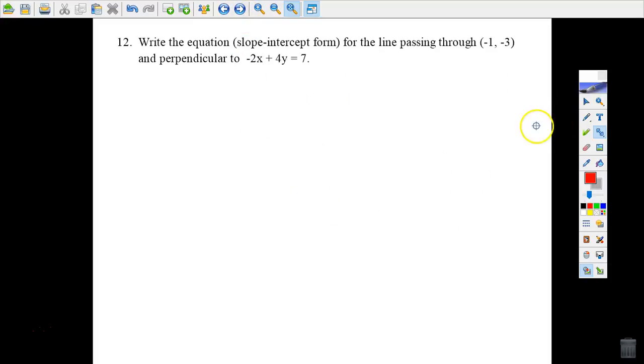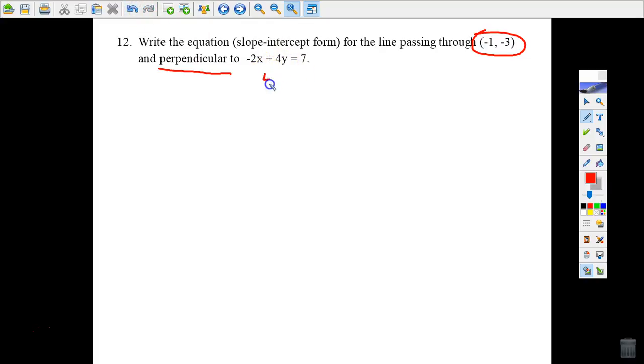Okay, here's a review problem also from chapter 2. Write the equation for this line. And the line that we're writing the equation for passes through this point and is perpendicular to this other line. Well, it's good to go ahead and figure out what the slope is of this line. Okay, so let's solve it for y. That's what most people do when they want to know the slope.